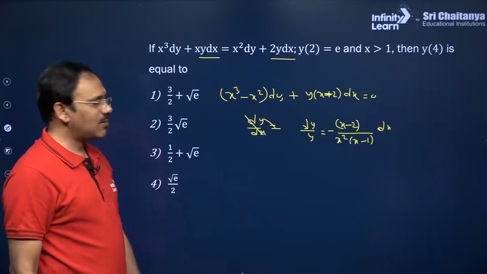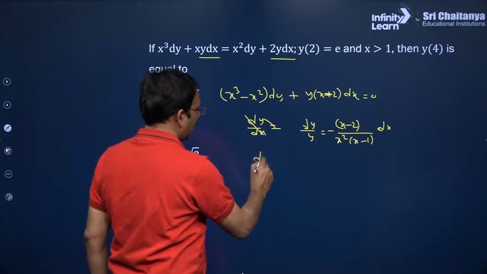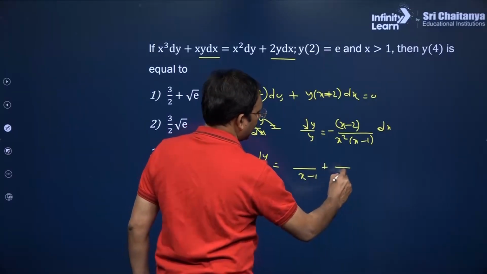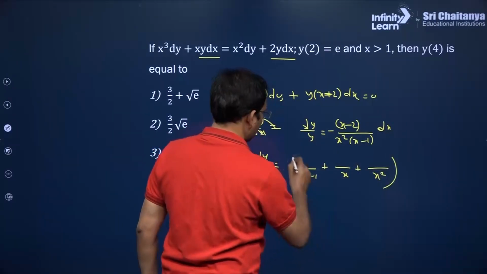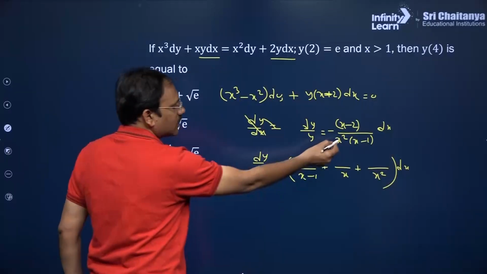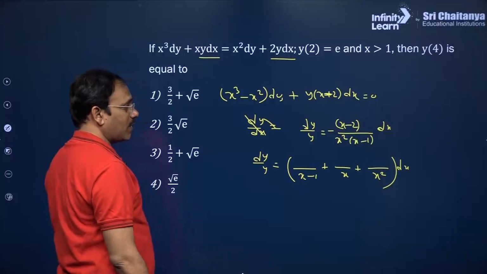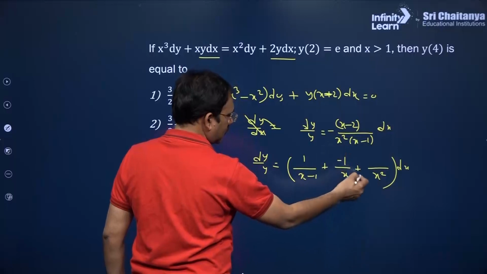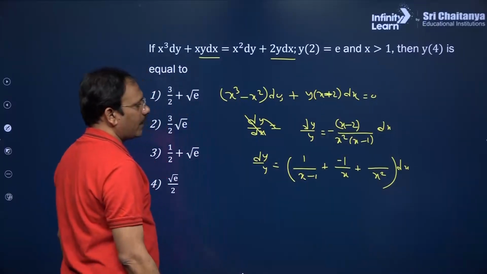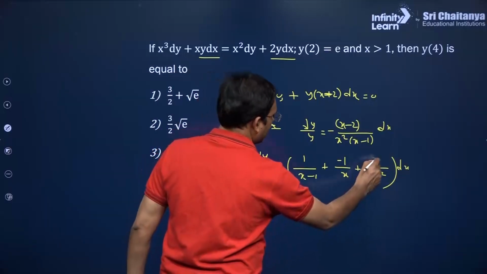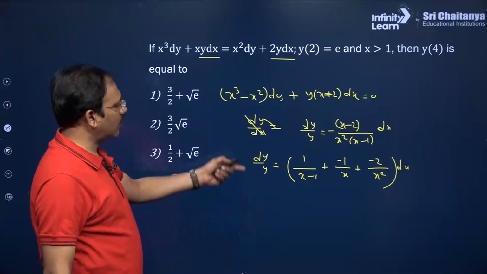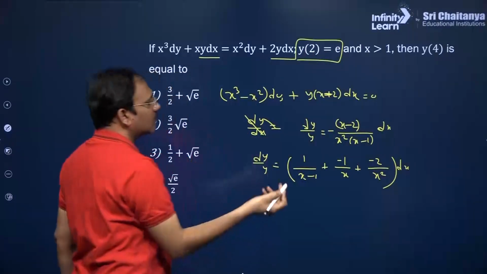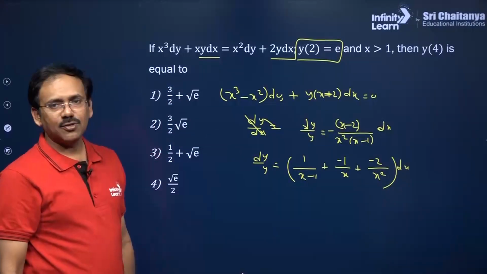Now variables are separated, you can integrate. Its integral is, dy by y is equal to, you just separate here, my dear friends, something by x minus 1 plus something by x plus something by x square dx you are going to get. This x minus 1 coefficient means put x is equal to 1 here, you are going to get 1 minus 2, minus 1. If you put x is equal to 0 here, minus of minus 2 by minus 1, minus 2 here. Now you just integrate, you are going to get the solution. Plus c comes, to find c you use y of 2 is equal to e, then in that particular one you need to substitute y is equal to 4.